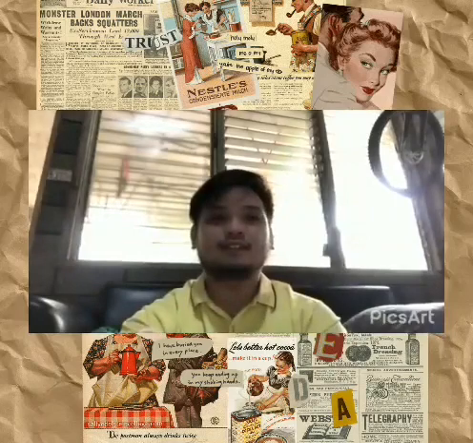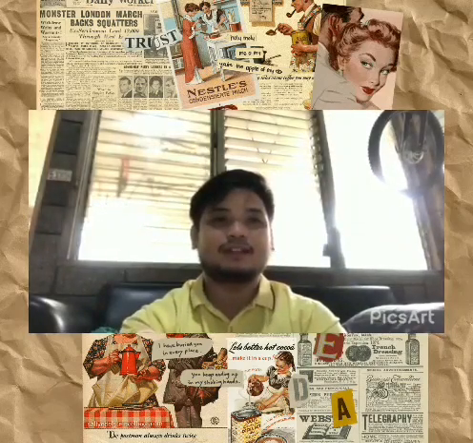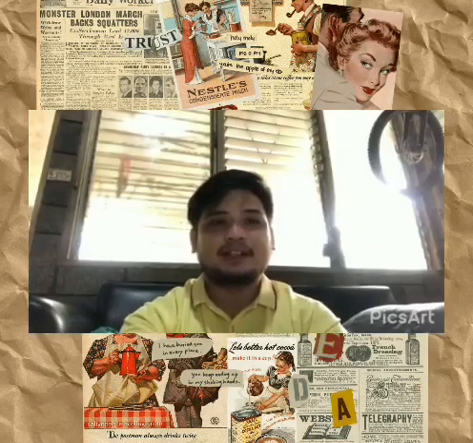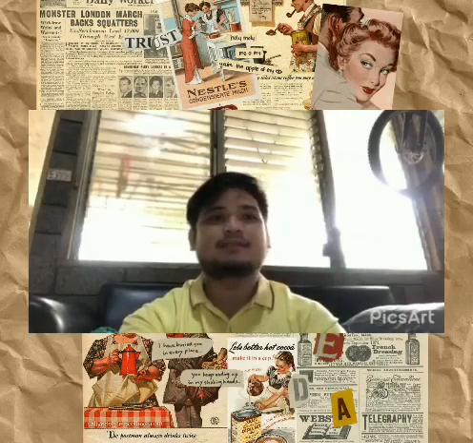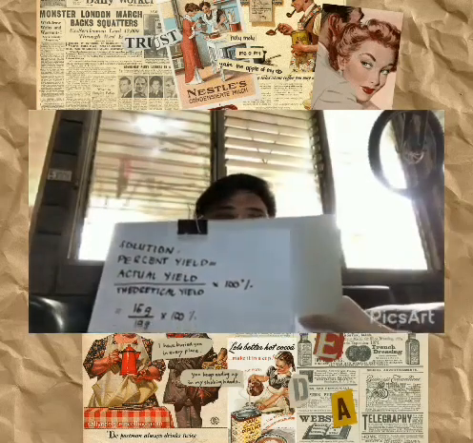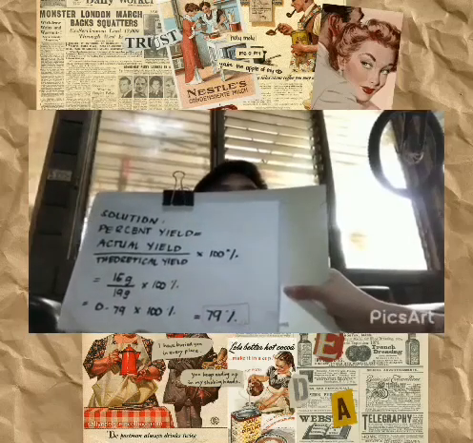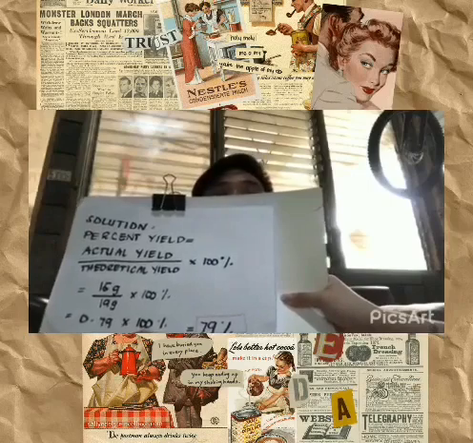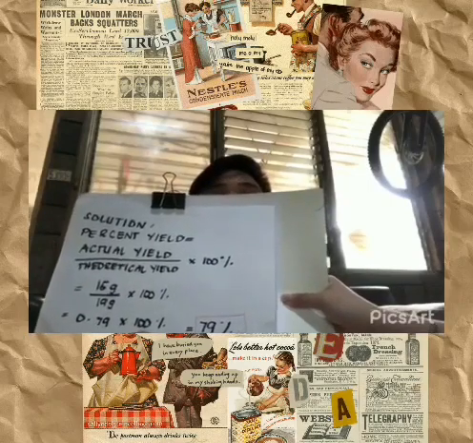Percent yield equals 15 grams divided by 19 grams times 100%. 0.79 times 100% equals 79%. The percent yield is 79%.